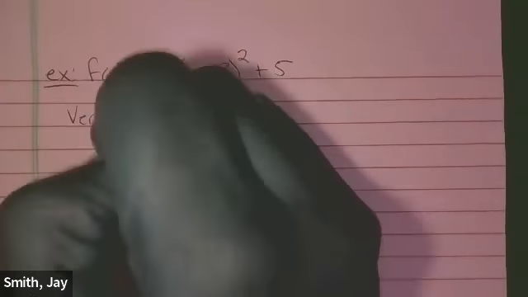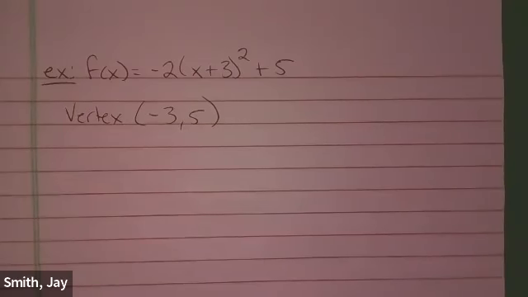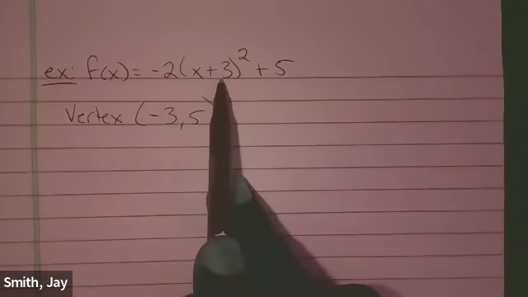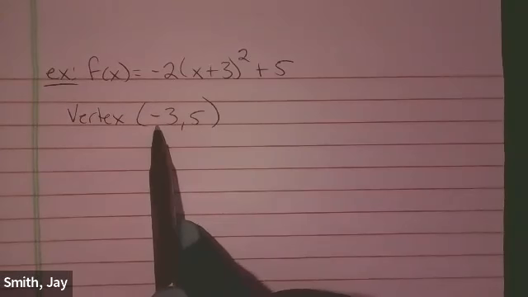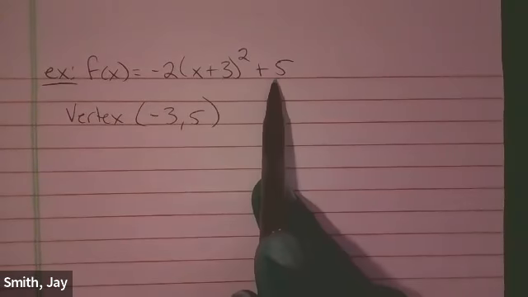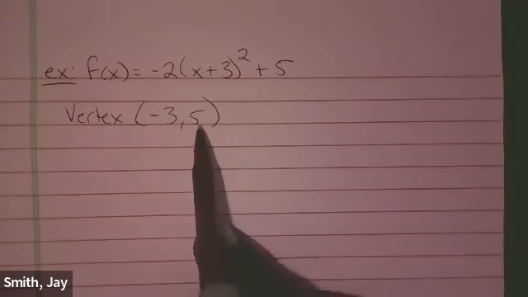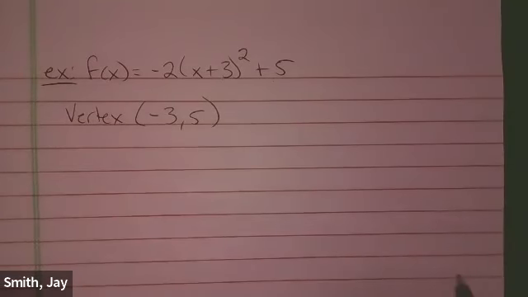All right, remember, if it's given to us in standard form, we take the opposite of what we see in parentheses for our x coordinate, so our h is -3, and exactly what we see at the end for our y coordinate. So y is +5.